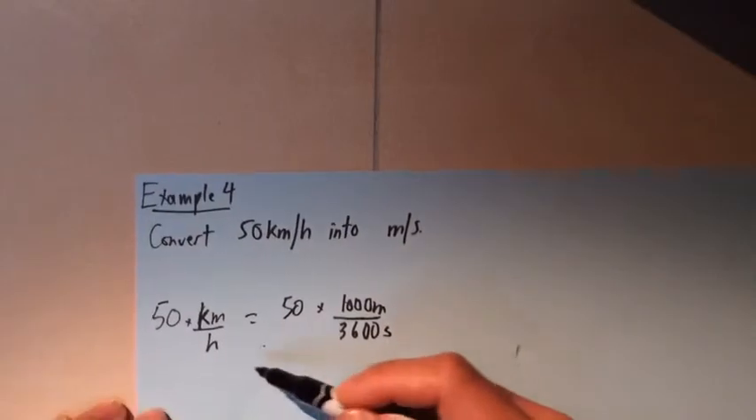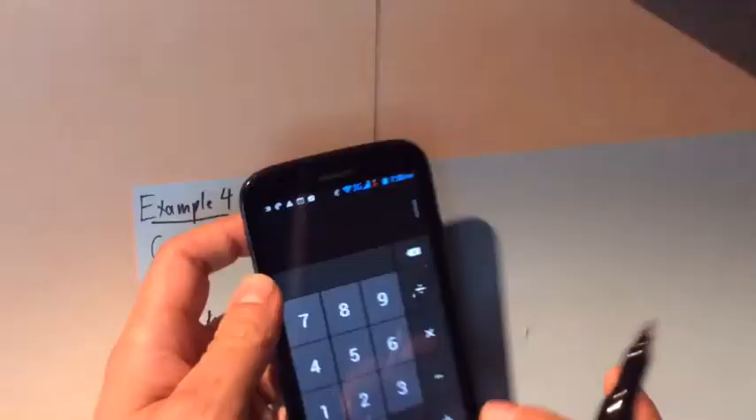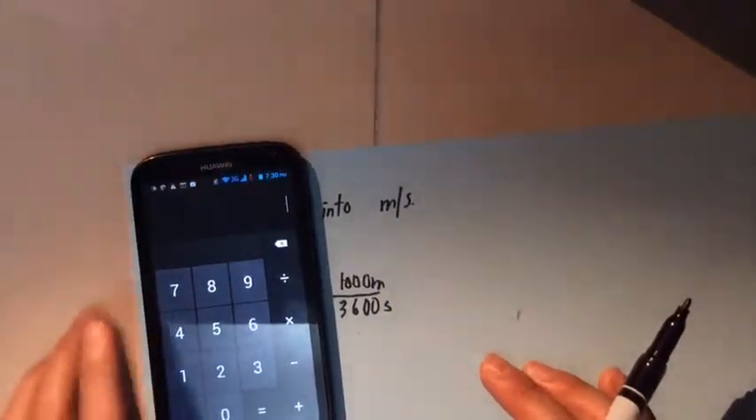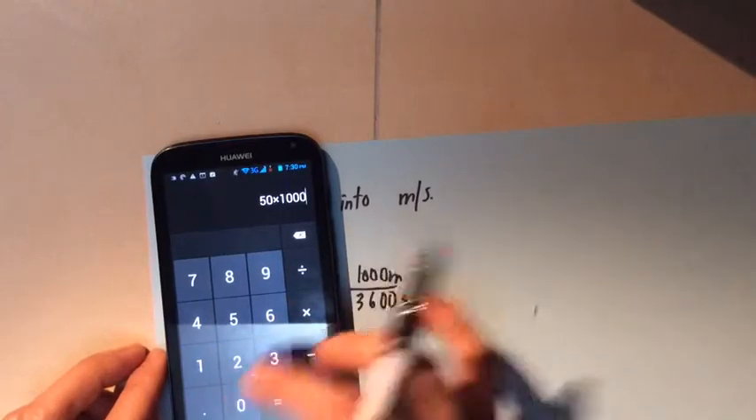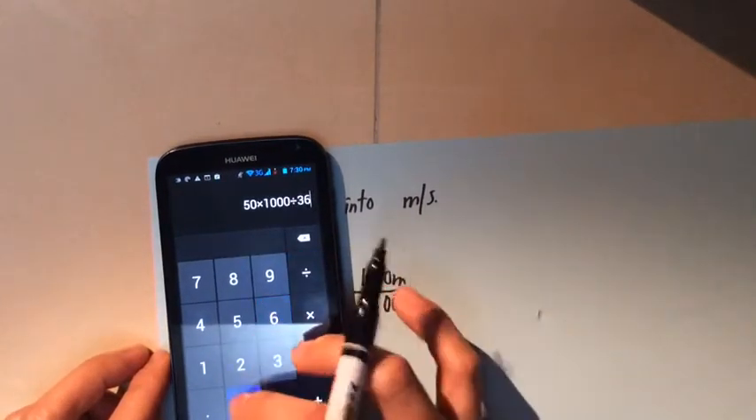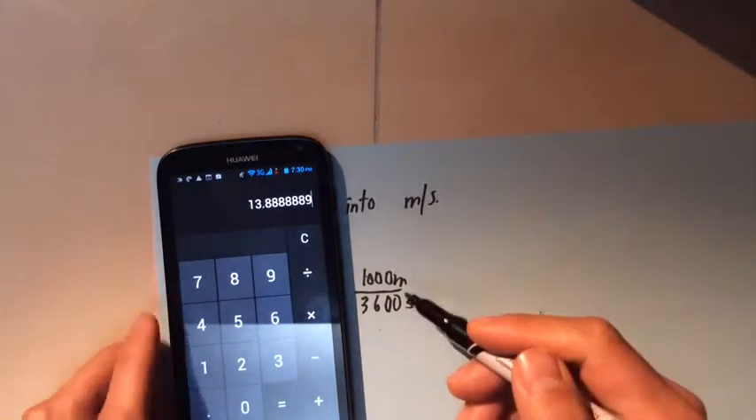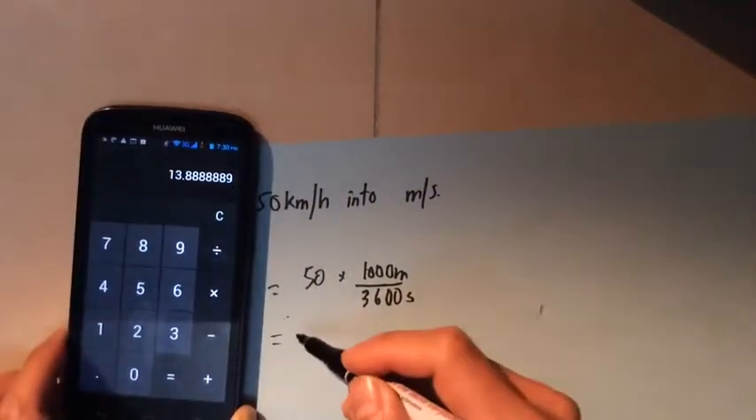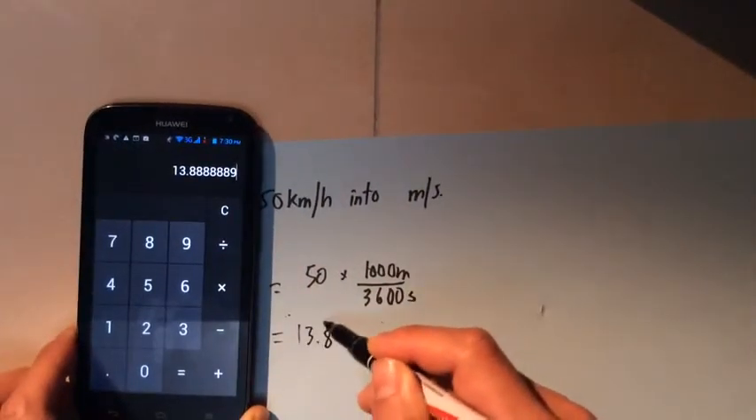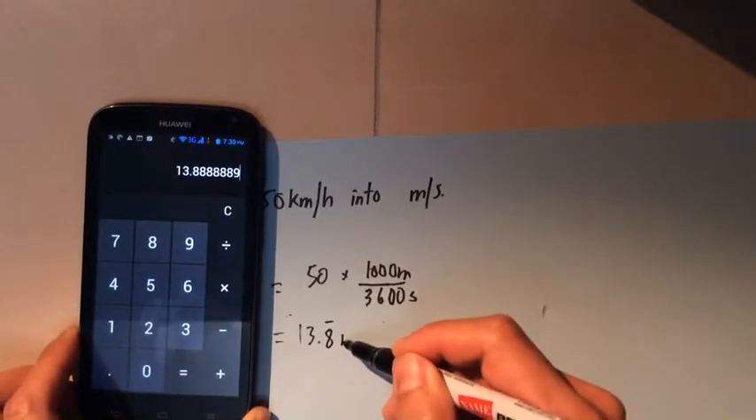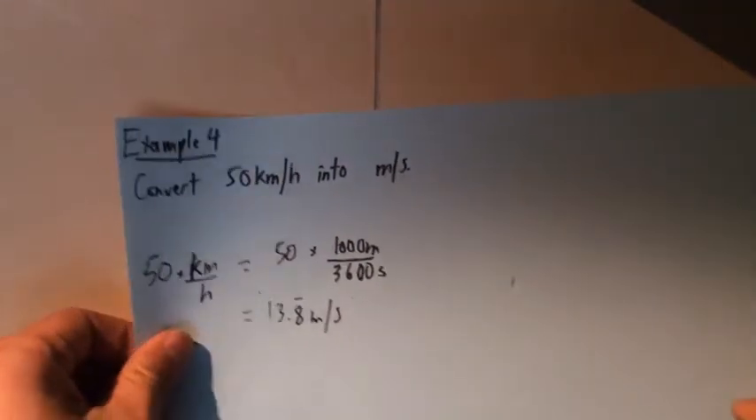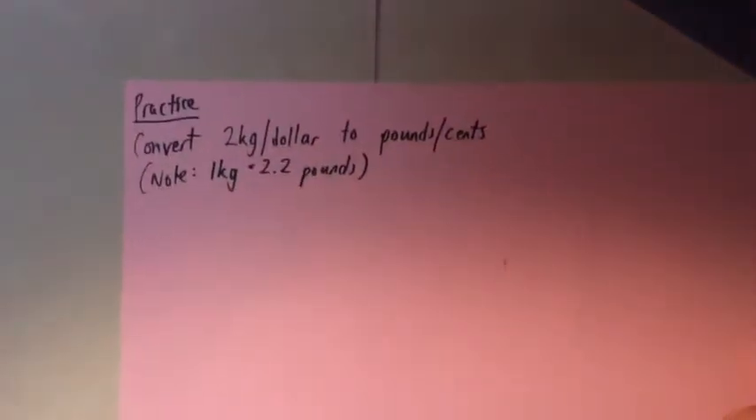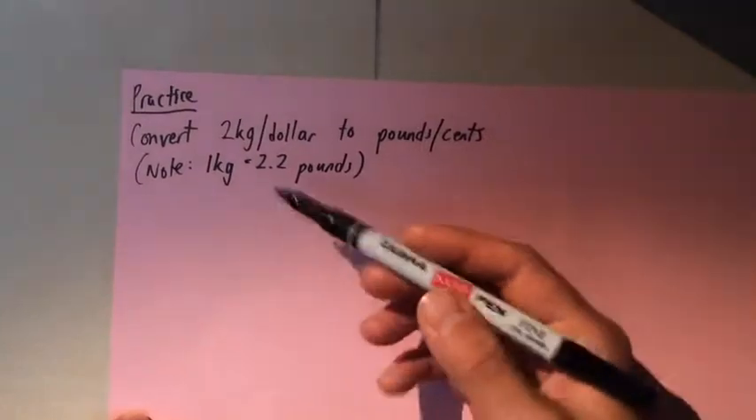So if we take out our calculator, we find that 50 times 1,000 divided by 3,600 gives us 13.88 meters per second.